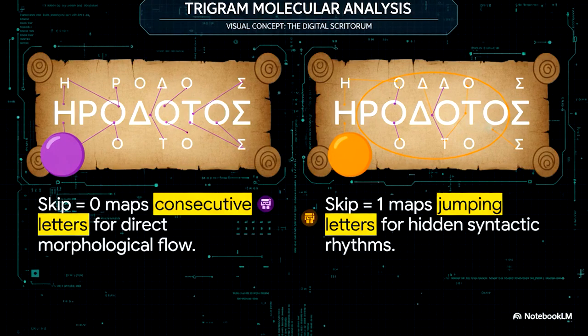Exactly. And the whole methodology hinges on a dual approach. First, we look at what's called skip equals 0. This represents consecutive letters, charting the direct morphological flow of the text. Pretty straightforward. But then, it gets wild. We introduce skip equals 1, which literally jumps over a letter. This acts like a net, catching the underlying, completely hidden syntactic rhythms and structural habits of these authors. It is basically the ultimate linguistic lie detector.